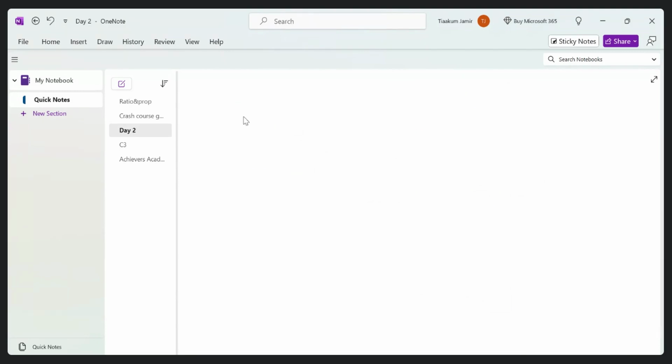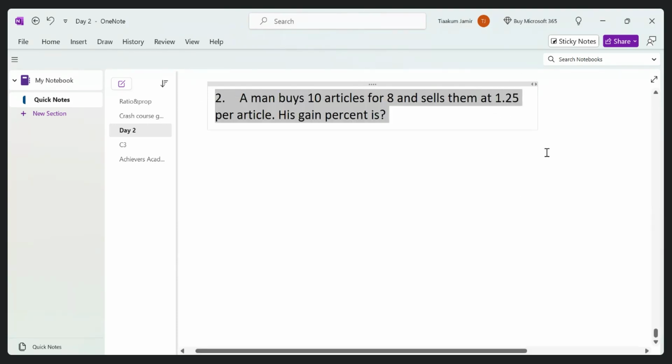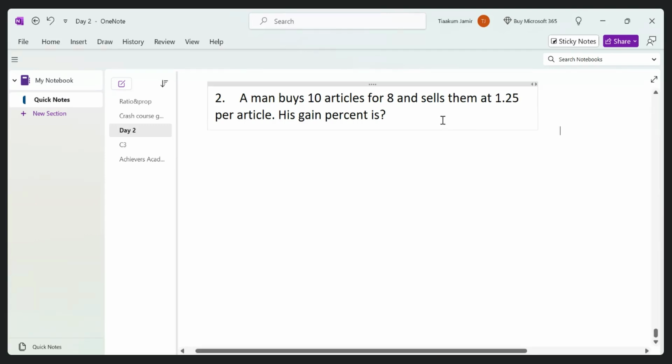What about for this one? We have a man buys 10 articles for 8 rupees, right? And sells them at 1.25 per article. His gain percent is.